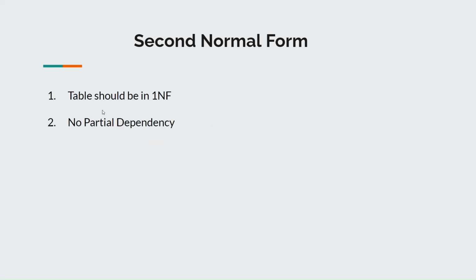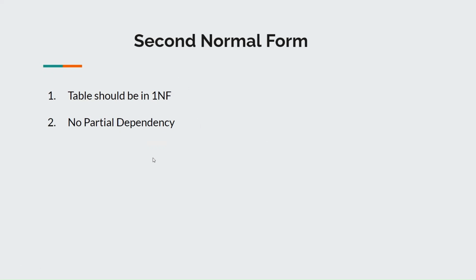So, the two conditions for the second normal form are, number one, the table should be in 1NF, and number two, there should be no partial dependency. Partial dependency refers to a situation where a non-key attribute depends on only a portion of the primary key rather than the entire primary key. In other words, a non-key attribute is functionally dependent on a subset of the primary key.